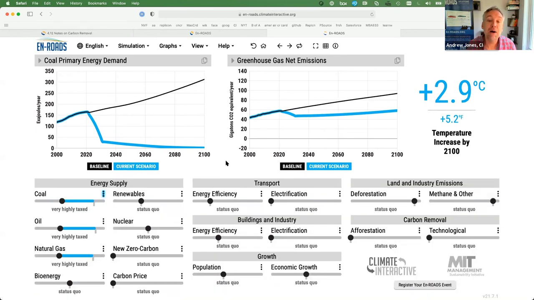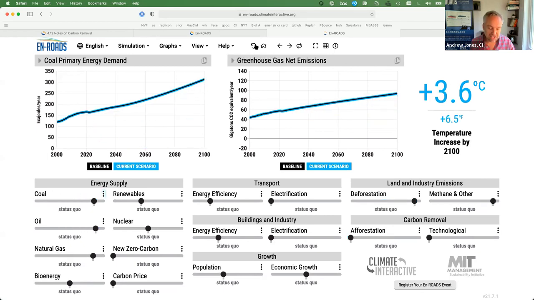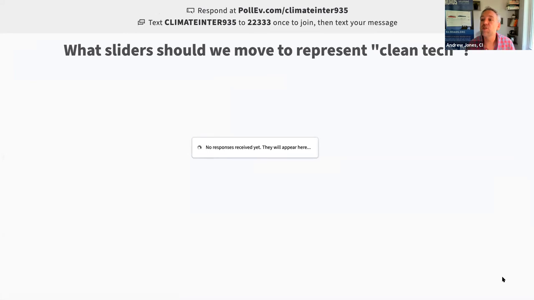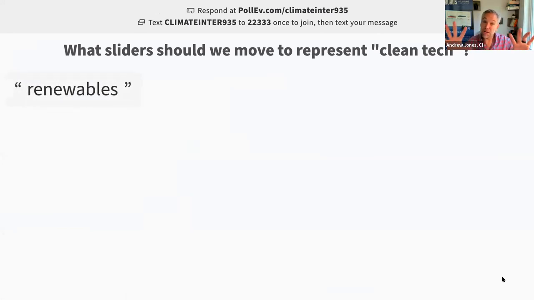Now, mind you, even these policies, they don't get us all the way there, right? Even if we add in some action in land and other, okay, not enough just on that side. Maybe you could push it, but probably not sufficient. However, then the second question to you is this. What sliders should we move to represent clean tech? Another kind of camp. Many people are in both camps, but sometimes these two do separate themselves some.